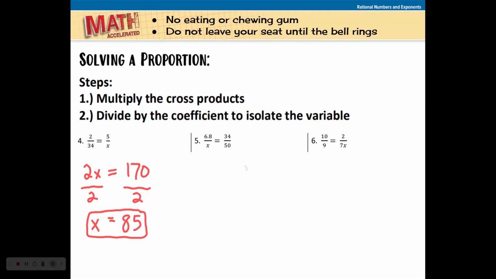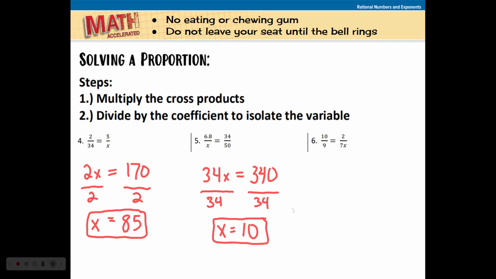So number 5, 34 times x, 6.8 times 50 is 340. Divide both sides by 34. Our solution, x equals 10. As we go through number 6, 10 times 7x, 9 times 2, divide both sides by 70.